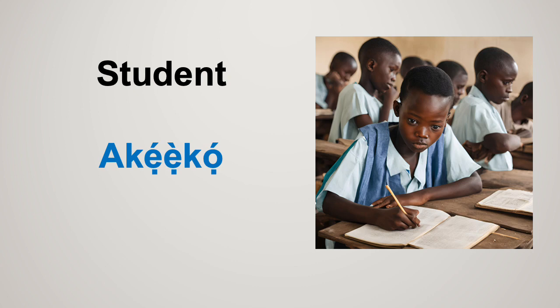This is the term used to describe students. It is not limited to people that go to school alone. Anyone that learns from another person or another institution is referred to as akeko. So akeko means the person that learns a lesson or that learns a learning. A-ko-eko. A is the person. Ko is to learn. Eko is like a lesson or a learning. Akeko.